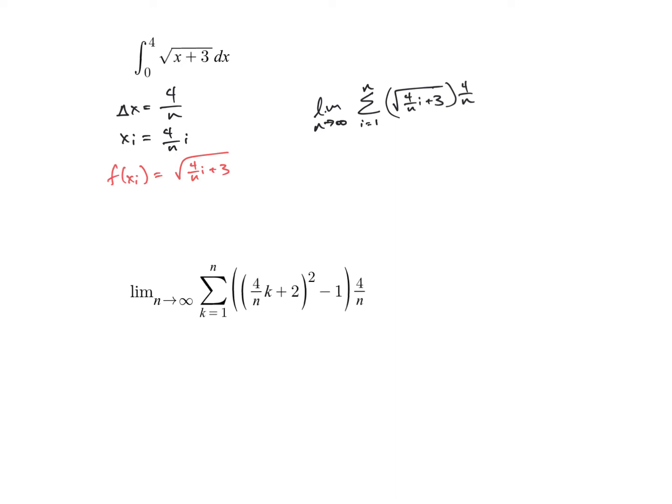All right, so let's write this one out. This one is using k's because a lot of the times they use k's or i's. All right, so I want to get you comfortable with both. So now I have a limit as n approaches infinity of k equals 1 to n of 4 over n k plus 2 quantity squared minus 1 quantity times 4 over n.